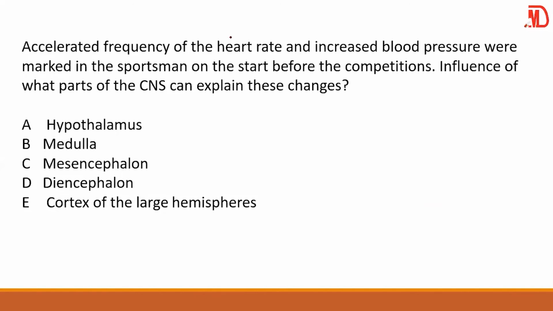Accelerated frequency of the heart rate and increased blood pressure were marked in a sportsman on the start before the competition. Influence of what part of the CNS can explain these changes? So what it means is, what part of the brain controls heart rate and increase in blood pressure? That is the main focus of this question. So basically, we know that the medulla is involved in breathing, swallowing, and even heart rate.